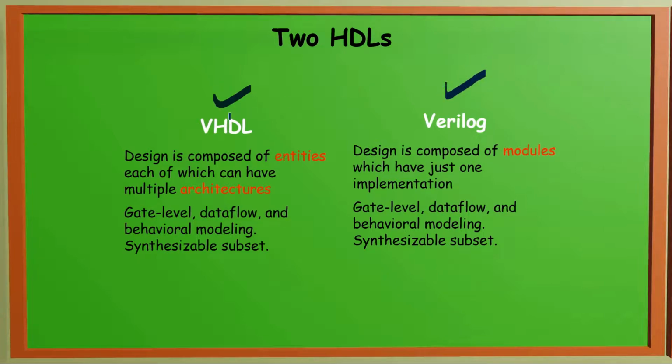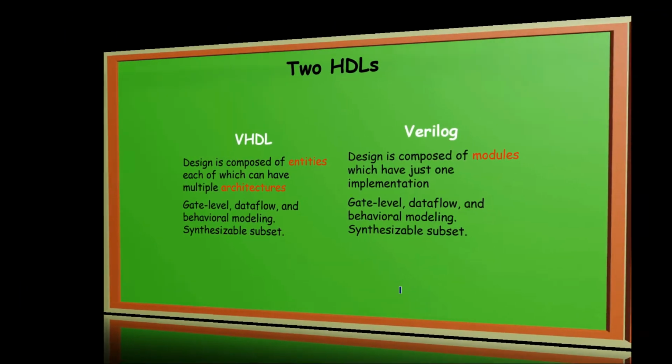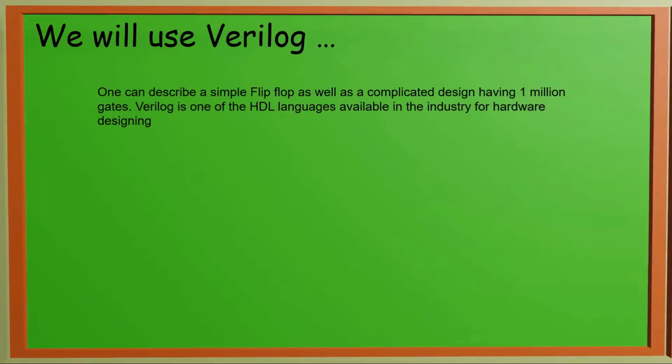We can select in which particular mode we want to program, but the programming syntax and the programming style is different. For example, VHDL uses entities to define the architecture. In Verilog, we use modules. So that is one difference. Otherwise, both of them use gate level, data flow and behavioral modeling, and both have synthesizable subsets. This is about VHDL and Verilog, but we are going to use Verilog in this subject. This subject specifically focuses on Verilog.